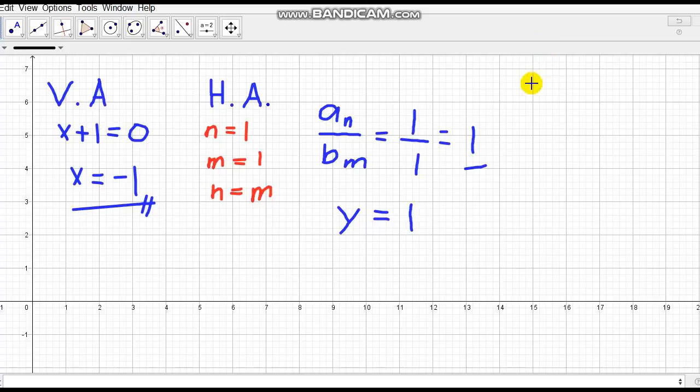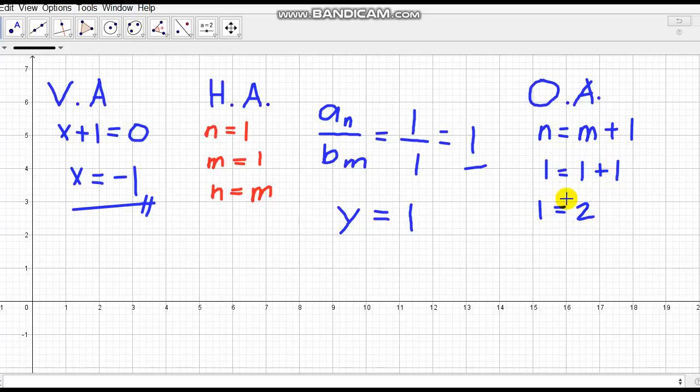Okay, this time let's check for the oblique asymptotes. Remember that it should follow n is equal to m plus 1. Since n is 1, and m is also 1, we have 1 equals 1 plus 1. 1 plus 1 is 2, so 1 equals 2. Since this is not a true statement, there are no oblique asymptotes. So, now we have these asymptotes, x equals negative 1 and y equals 1. We're going to graph them first, then we'll construct a table of values around these values.